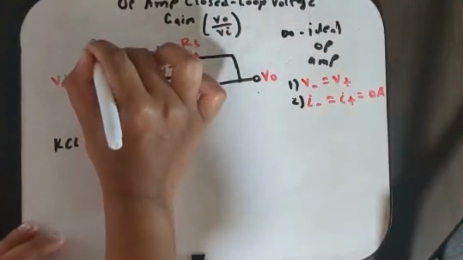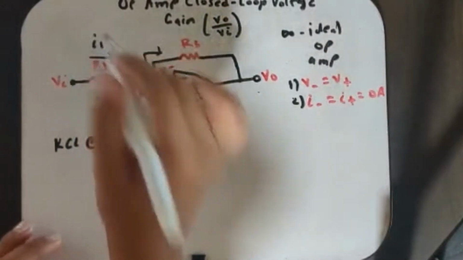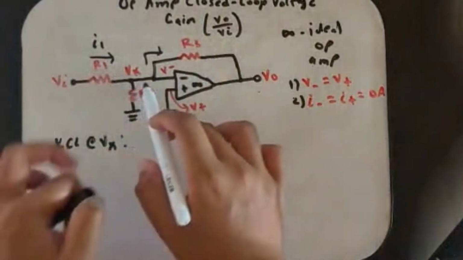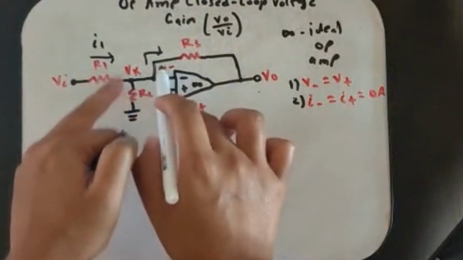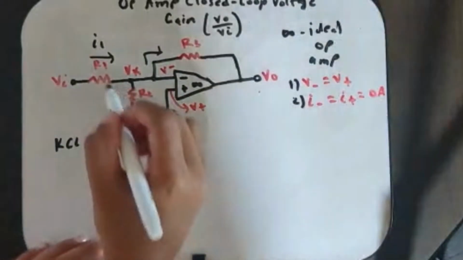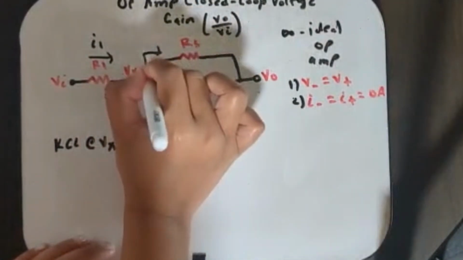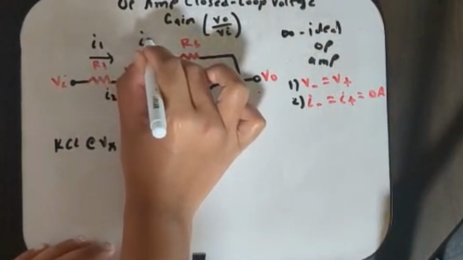Let's say the current through resistor 1 is I1, correct? The current is coming here, but then at this node, the current splits and goes this way and this way through our R2 resistor. So we can call this current I2, and we can call this current that's going here I3.